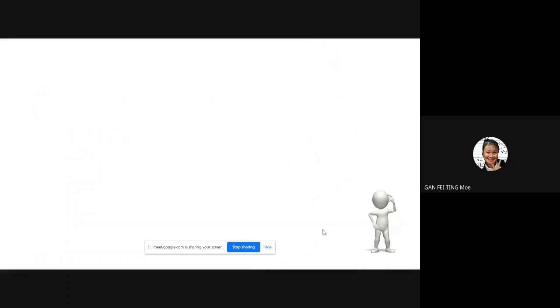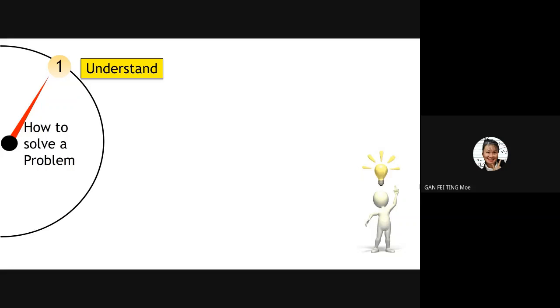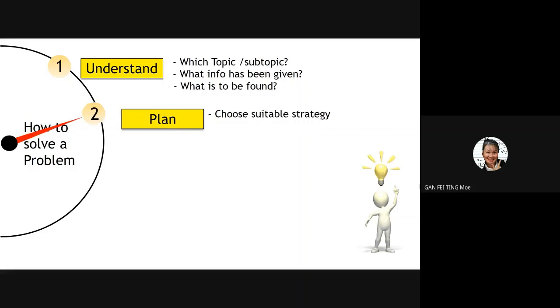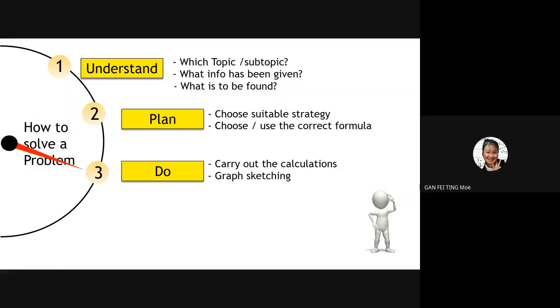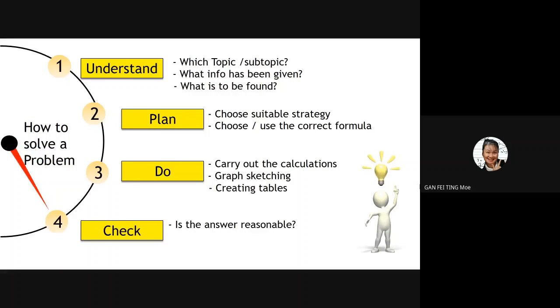Okay, this is like usual. So how to solve a problem, I just repeat. First of all, you need to understand. Then secondly, you plan. Thirdly, you do. And then finally, you check the answer. Okay, this is a repetition of what I have done.